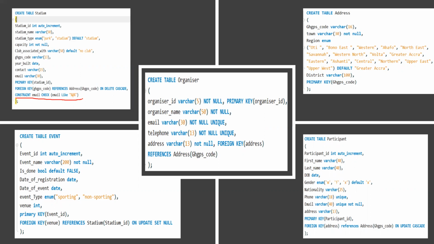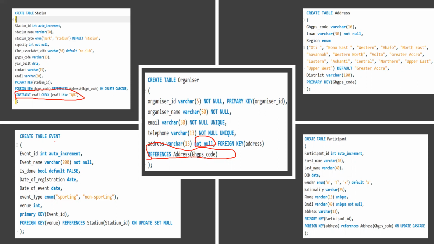The stadium has a constraint known as the email constraint, such that you cannot give an email that does not contain the @. I don't know what kind of email that is. Then we go to the organizer again. We have our foreign key ensured here, so that the organizer cannot be someone who is a ghost and doesn't have an address. And you can't make your address now because we need you in case of any problem.